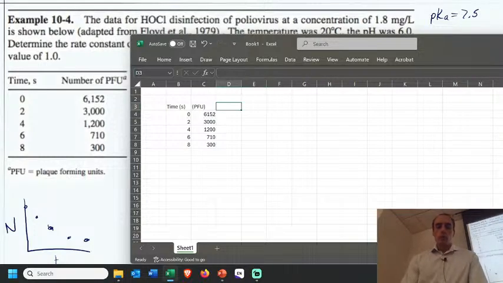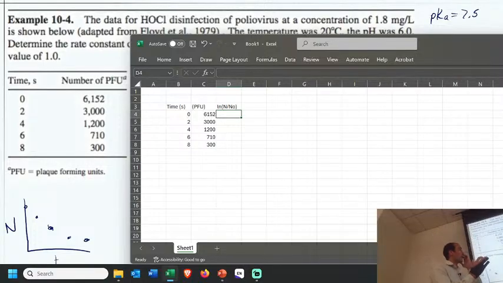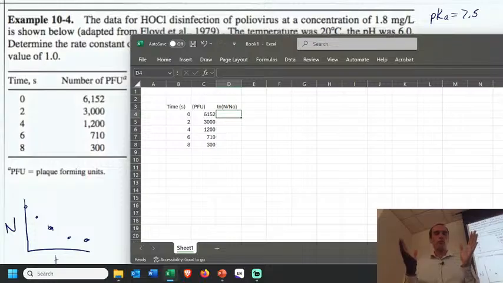So what we can do to check to see if this is first order is to try linearizing it by taking the log. You can even do this with a log base 10, but I like to use natural log of n over n naught, and then plot that to see if that is linear. Then we're good. We can take that first order, take the slope of the line of best fit there, and get a first order rate constant.